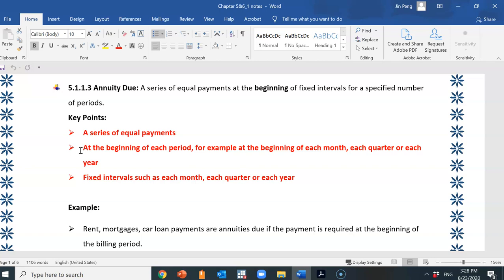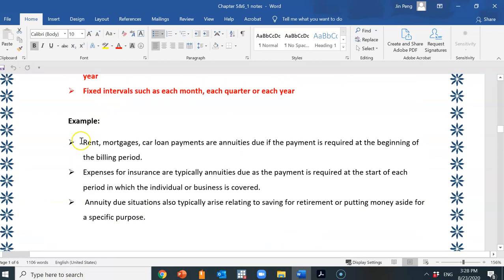Okay, can you think of any example in your life of an annuity due? Again, if you can, you can bring this example to our discussion board. A typical example you could think about is whether your rent, mortgage, or car loan payments are annuities due. Think about obligations in life like these. If they are required to be paid at the beginning of each billing cycle at fixed amounts and fixed intervals, they should be called annuity due.